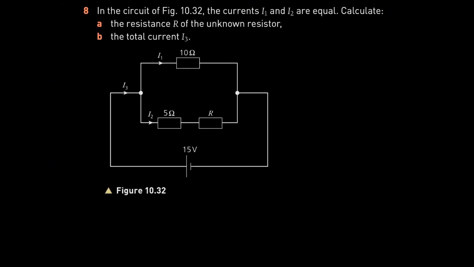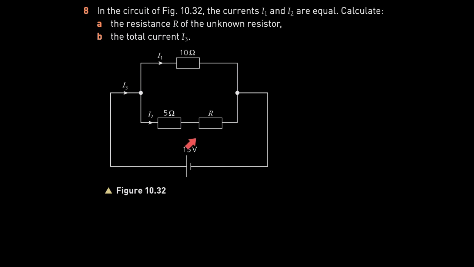Let's have a look at the last question. Let's have a look at the question itself. In the circuit of figure 10.32, the currents I1 and I2 are equal. So this is I1 in one branch, I2 is the current in the other branch. Both of these are equal. Calculate the resistance R of the unknown resistor.